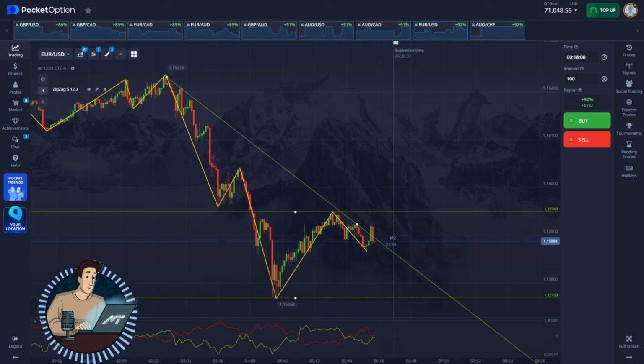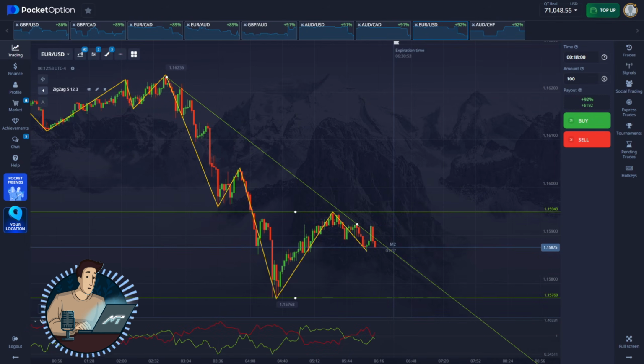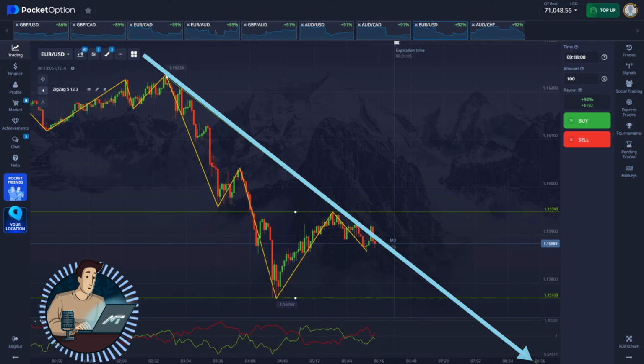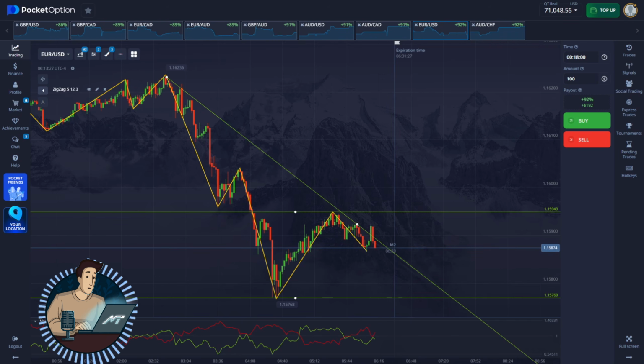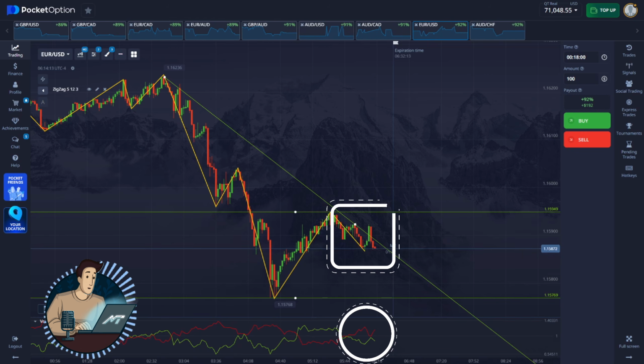So now here's how we trade it. Step 1, spot the trend. First thing, draw a trend line and figure out the overall move. Up or down, doesn't matter. What matters is the market's actually moving, not stuck in a boring range. Vortex shines when there's momentum. It literally shows you how strong that move is.